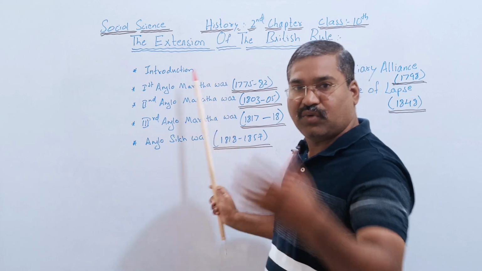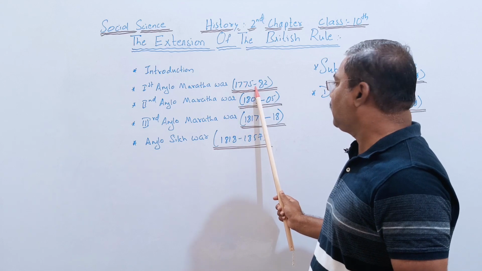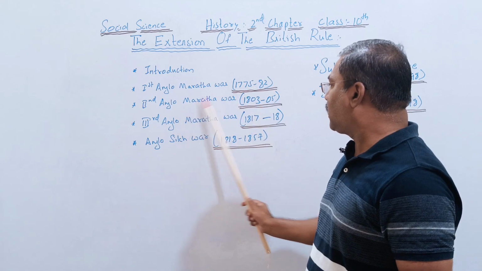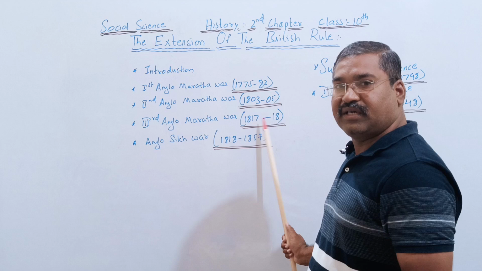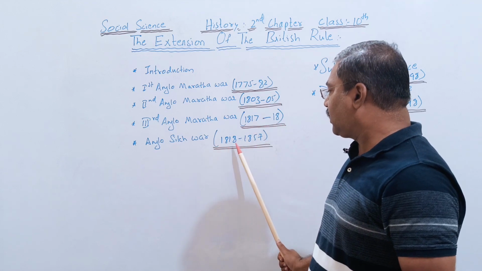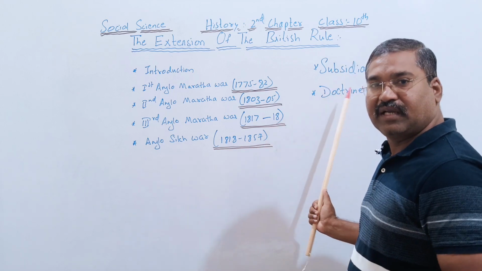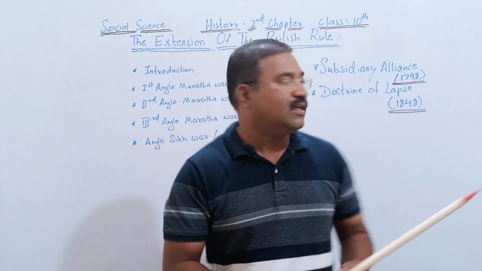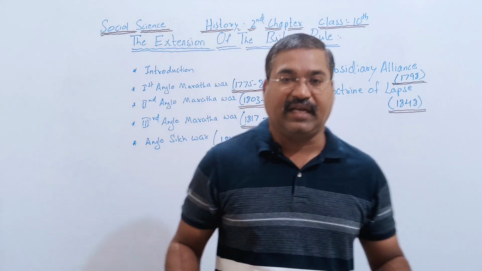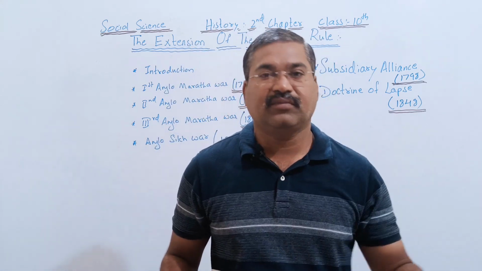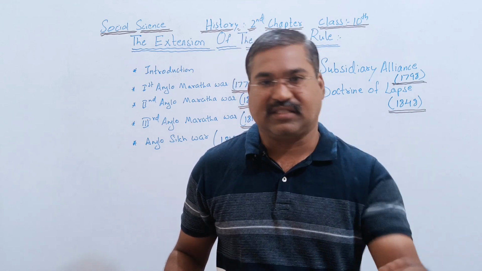So once again, what we are going to learn: the First Anglo-Maratha War 1775 to 82, the Second Anglo-Maratha War between 1803 and 5, the Third Anglo-Maratha War 1817 to 18, and the Anglo-Sikh War between 1818 and 1857. And there are two cunning policies: the Subsidiary Alliance in the year 1798 and the Doctrine of Lapse in the year 1848. So let me come with the wars in my next session. Thank you.